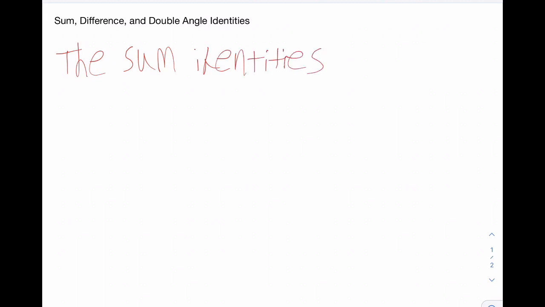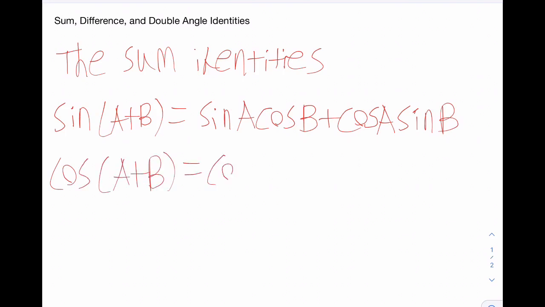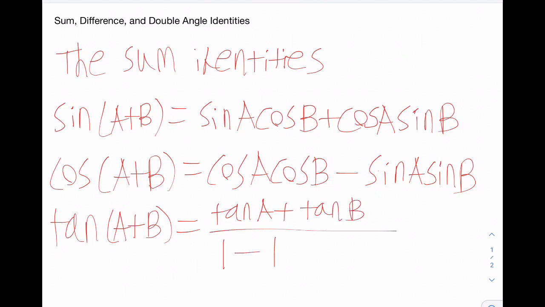So the first thing that we have to memorize is that sine of A plus B is going to equal sine A cos B plus cos A sine B. Cos of A plus B will be cos of A multiplied by cos of B minus sine of A multiplied by sine of B. And lastly, guys, tan of A plus B will equal tan A plus tan B over 1 minus tan A multiplied by tan B. So these three are our sum identities and we have to memorize them.